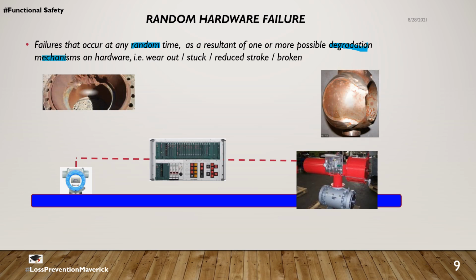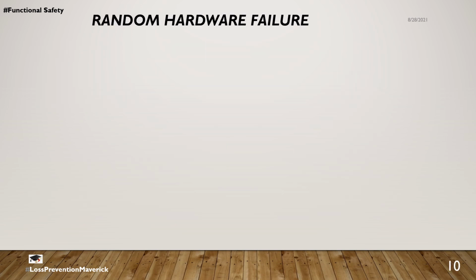Let's look at some pictures wherein the internal linings have gone, and look at the aberrations because of some internal erosion that happens. Over time, because of some degradation mechanism on the hardware, it is called a random hardware failure. So we have seen what a random hardware failure is. As the term suggests, a random hardware failure happens to a SIF randomly because of some degradation mechanism.